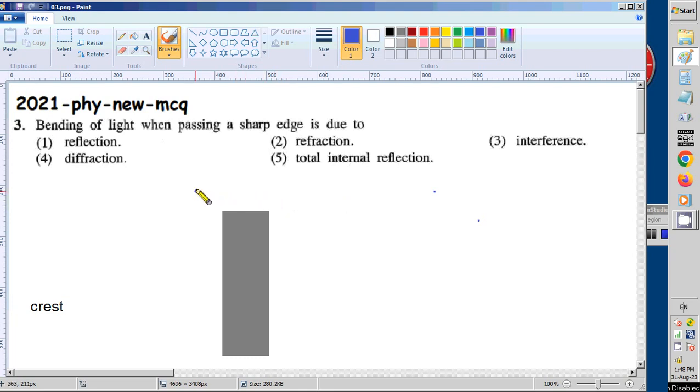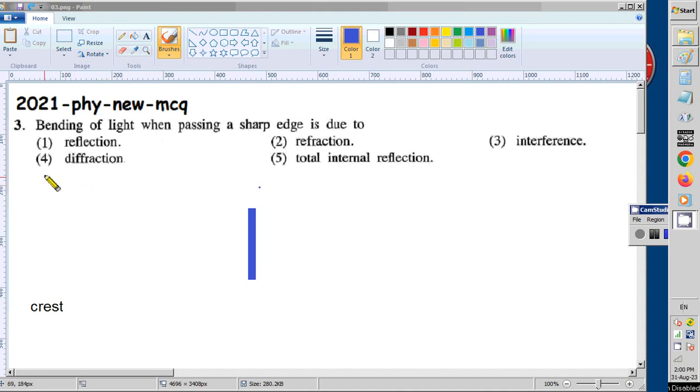To solve this, we don't have to do any calculations or any arguments. We just have to revise the lesson. If you remember the lesson, you can just select this answer. Because in the lesson we learn what is reflection, what is refraction, what is interference, then diffraction, then what is total internal reflection.